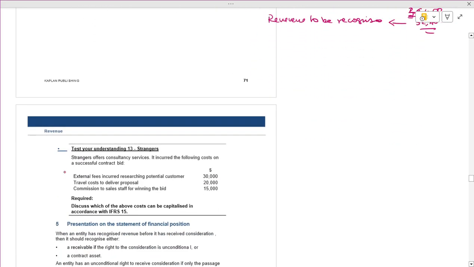Now, Strangers offer consultancy services. It incurs the following cost on the successful bid. External fees incurred, research potential, 30,000. Travel cost 20,000. Commission to the sales staff is 15,000. We discuss which of the above costs can be capitalized.